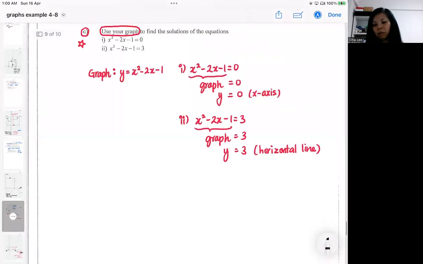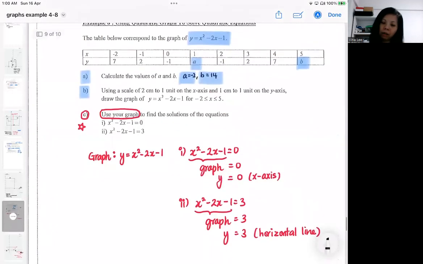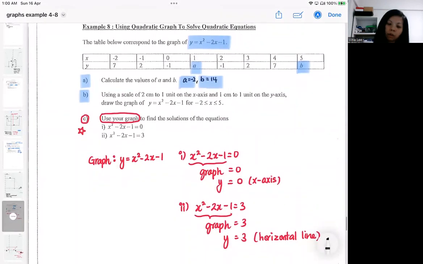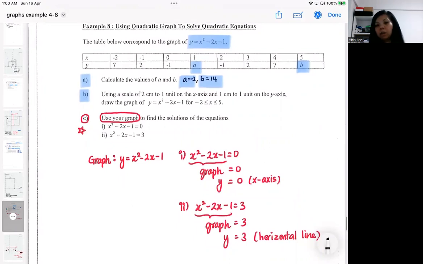So for this one, you need to get a very basic idea. It's actually very easy, but a lot of students just don't know how to get the solution. They will always be asking, how do I get the solution? So just add the line, get the intersection, or the solution is on the x-axis.